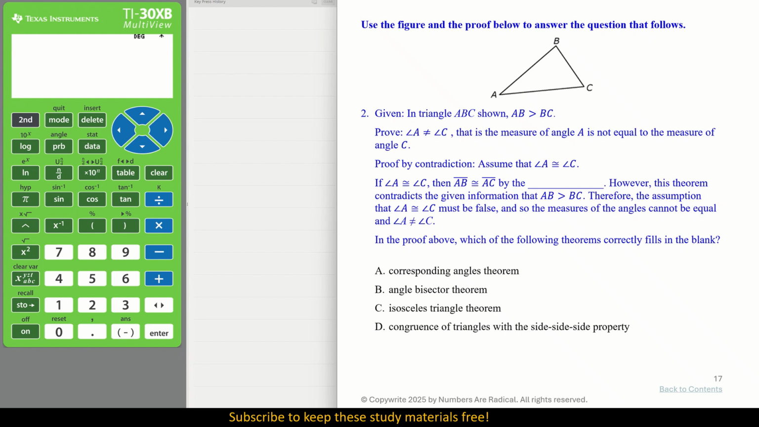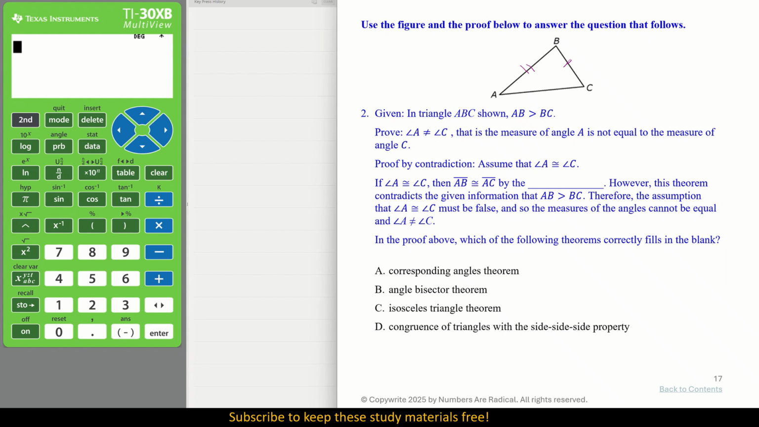Use the figure and the proof below to answer the question that follows. Given, this is just saying this is the given and this is the proof. This is the way we would write a proof if you're not used to proof writing. In triangle ABC shown, AB is greater than BC. I'm going to make some little marks to help us out here. That's just the legs. Now they're going to the proof.